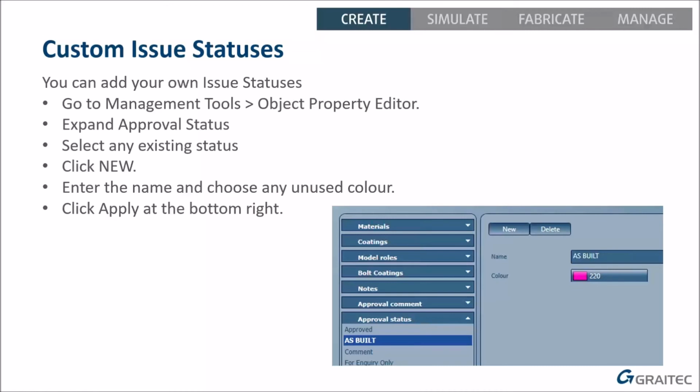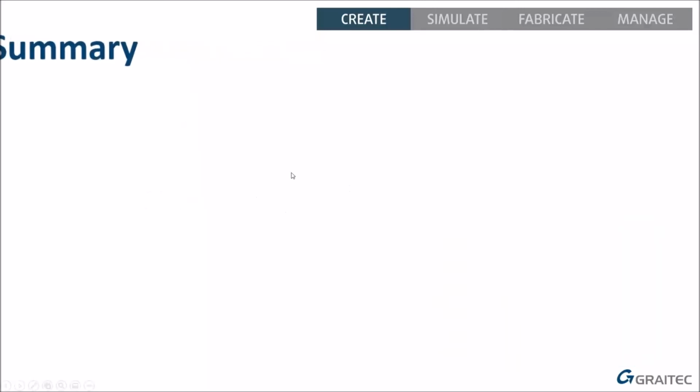You can add your own ones. I've got As Built there. Like I say, you might have For Inquiry Only, For Construction, As Built, whatever. So that's how you can do a nice, slick, efficient revision workflow. There will be no confusion. You're maximizing your use of the system.